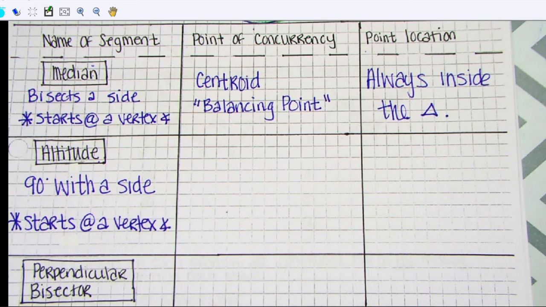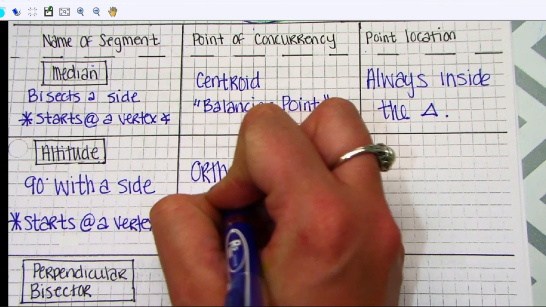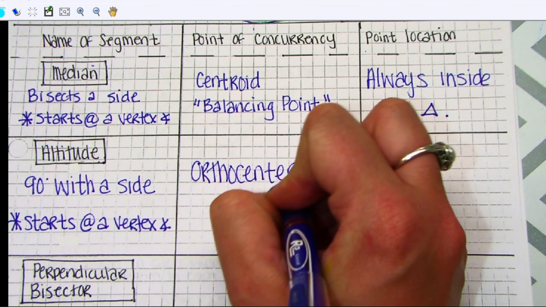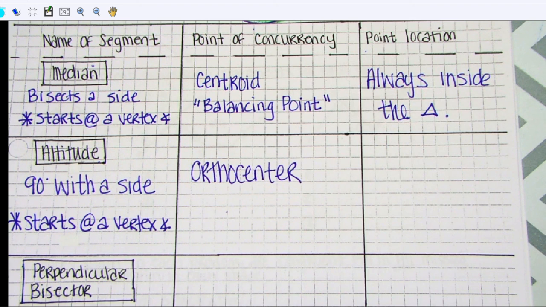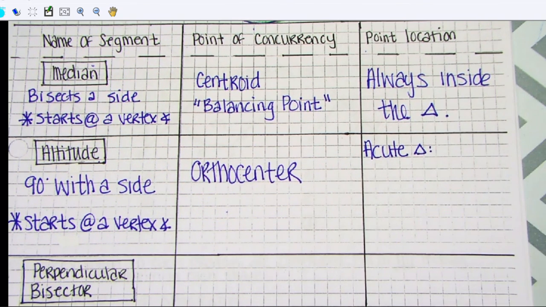All right, what is the point of concurrency that corresponds to altitude? Orthocenter. Altitude goes with orthocenter. When all those points cross, it's called an orthocenter. All right, what about location? Is the orthocenter always inside of a triangle? No, it can move around, so let's start with acute. If the triangle is acute, where is it located? Inside.